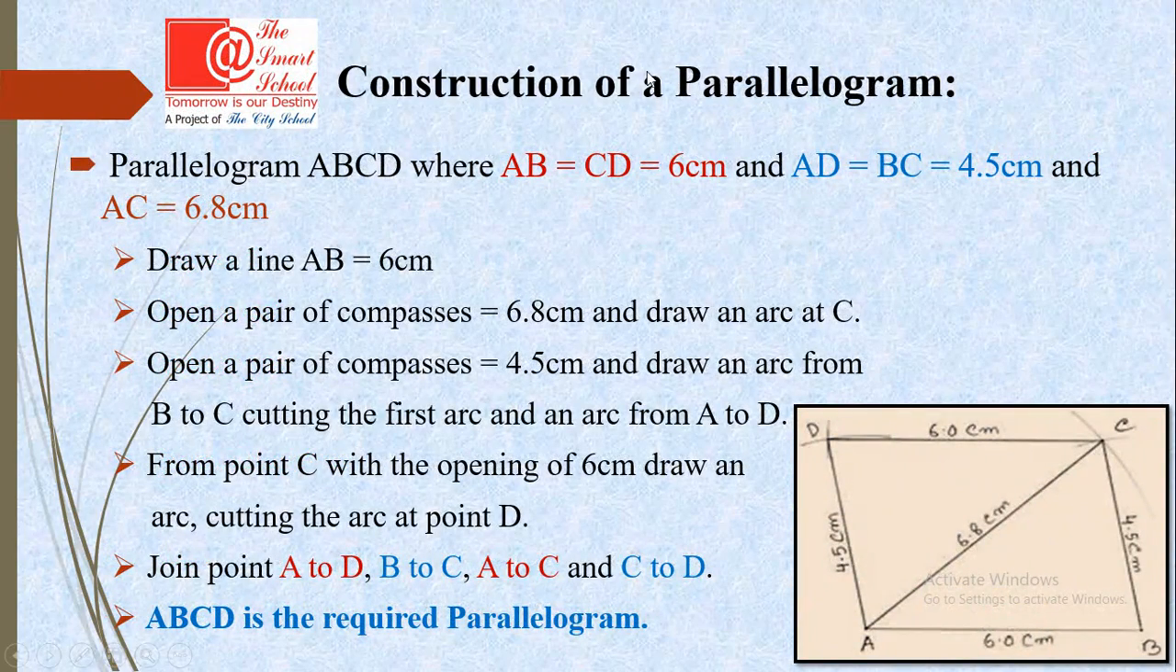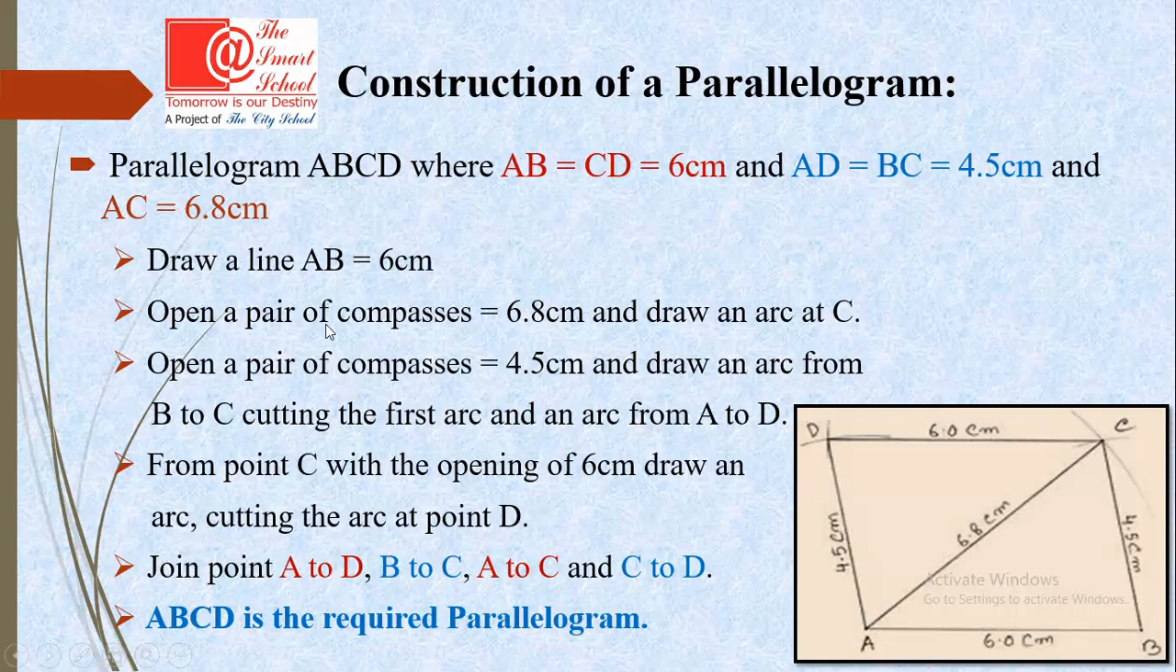Now, construction of a parallelogram. Parallelogram ABCD we are going to construct, where AB is equal to CD is equal to 6 centimeter, and AD is equal to BC, which is 4.5 centimeter, and AC is 6.8 centimeters. AC is obviously the diagonal. Now draw a line AB 6 centimeter. You will draw this by a scale and pencil.